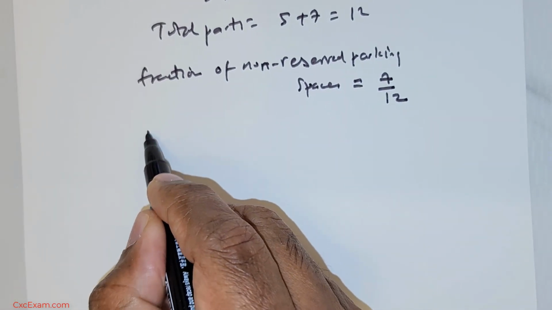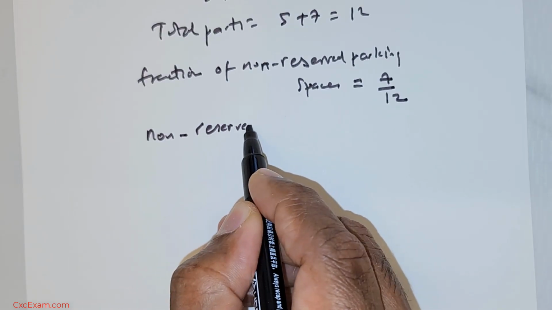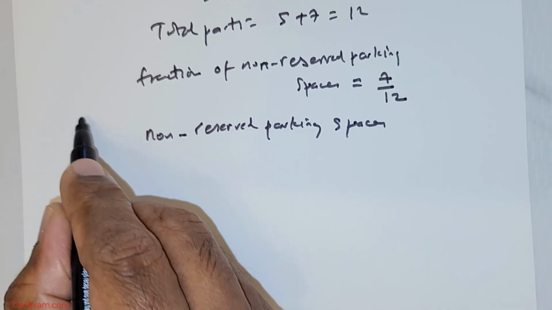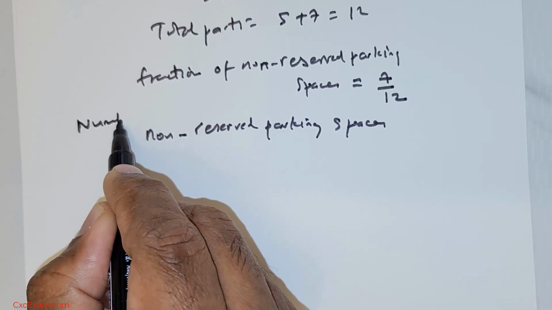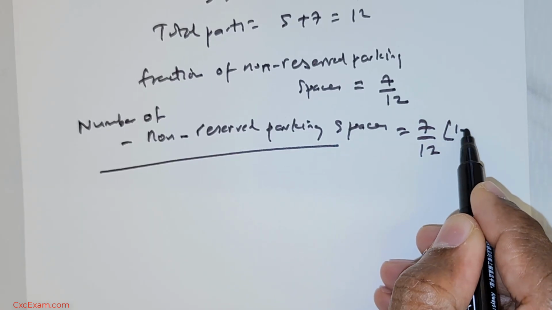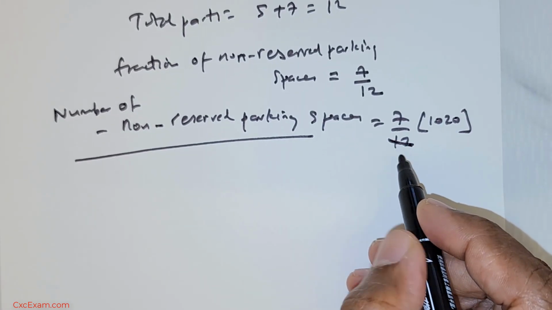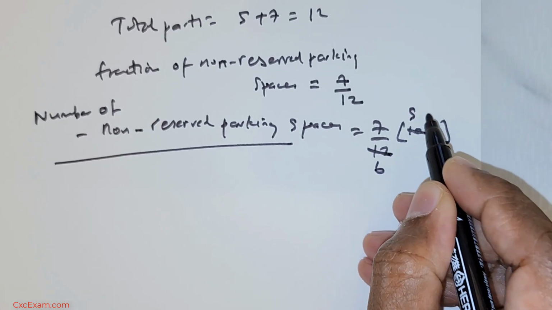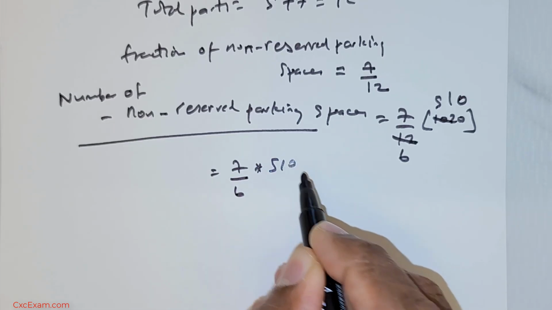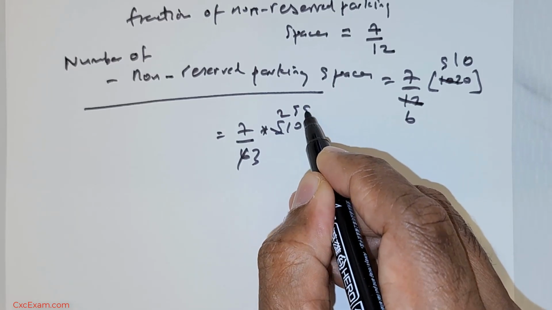Now the fourth step is you have to find out the non-reserved parking spaces. So I'm going to write this as the number of non-reserved parking spaces, which is 7/12 multiplied with 1020. That is the number given to us. So reduce it by 2. 2 divides here 6 times, 2 divides here 5 times, 2 divides here 1 time, 2 divides here 0 times. So you have 7/6 multiplied with 510.